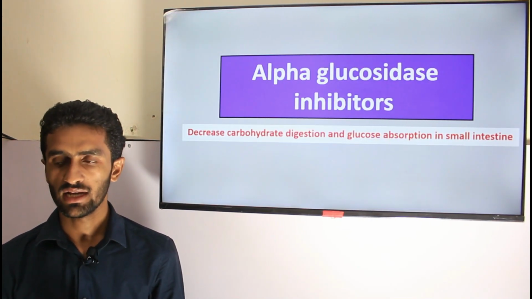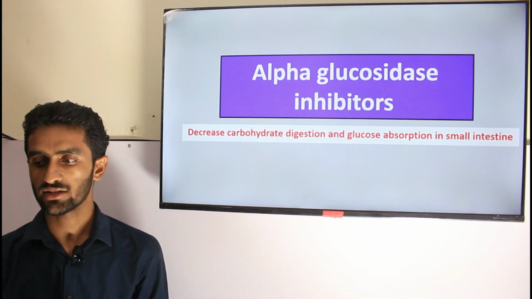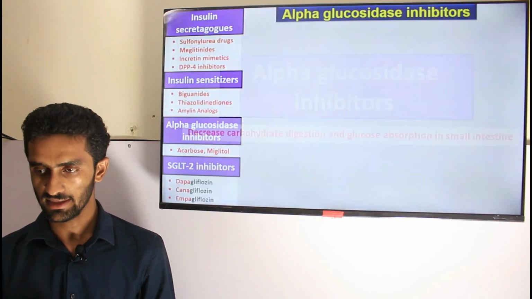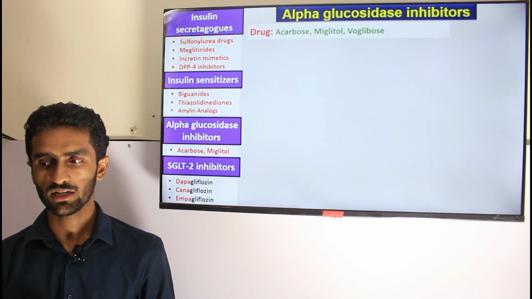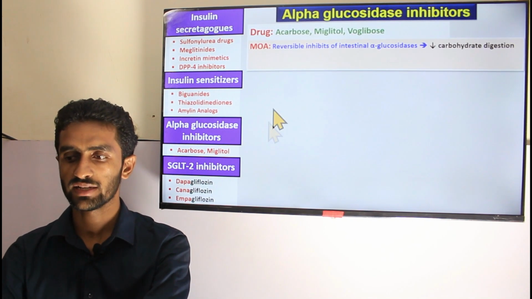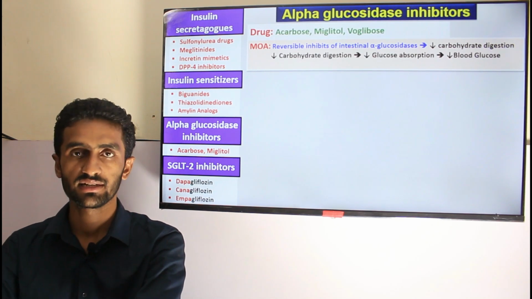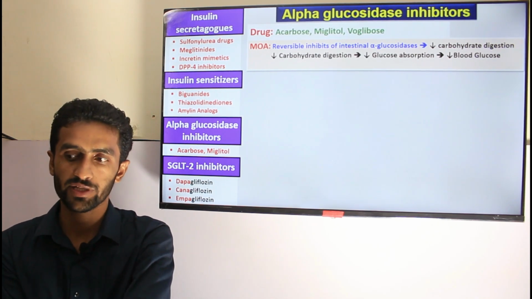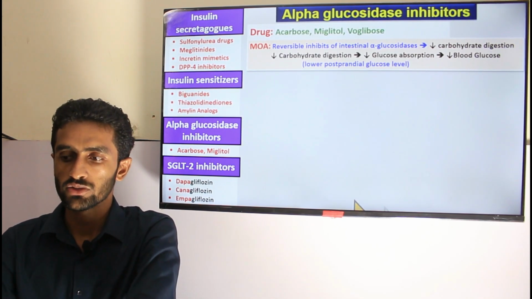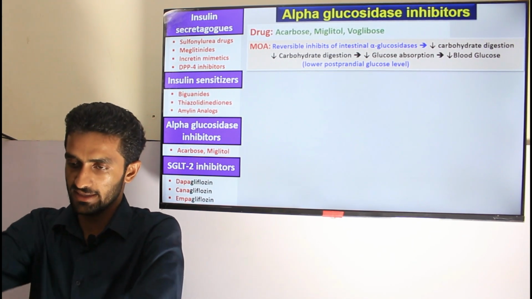Now let's look at the alpha glucosidase inhibitors. They decrease carbohydrate digestion, so they decrease glucose absorption in the small intestine. Okay, so acarbose or miglitol or voglibose, these are the drugs. They reversibly inhibit the intestinal alpha glucosidase, which decreases carbohydrate digestion, decreasing glucose absorption, decreasing the blood glucose. So they lower the postprandial glucose level as well as the HbA1c.